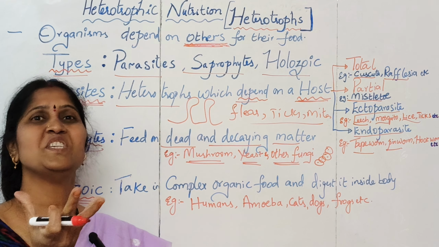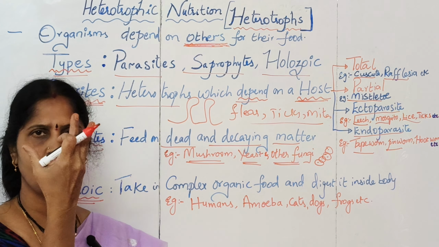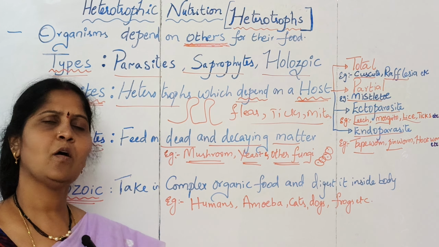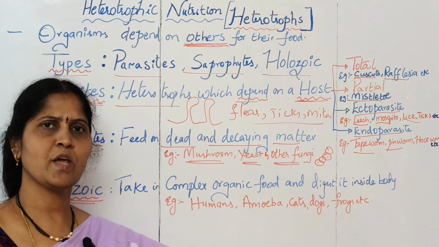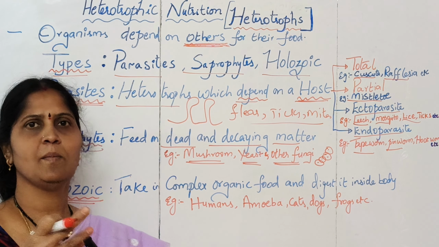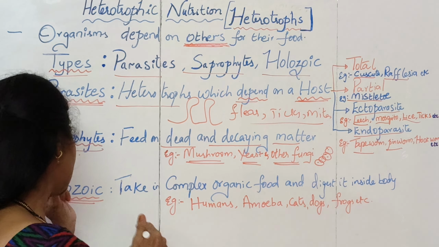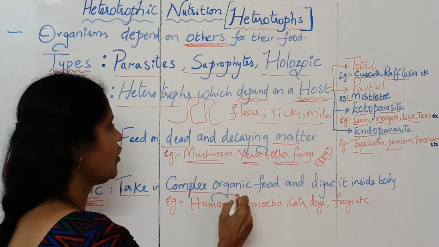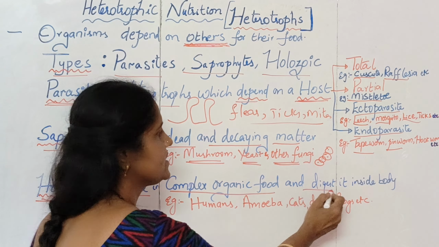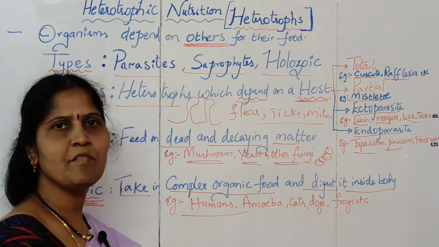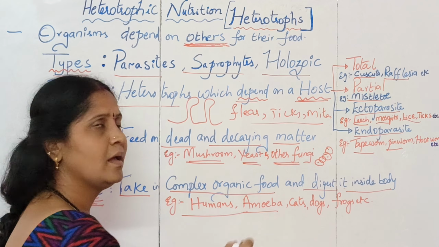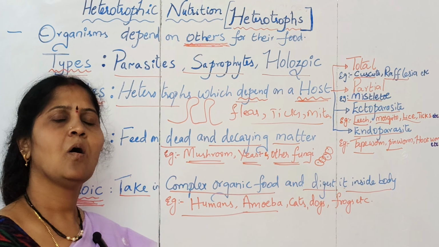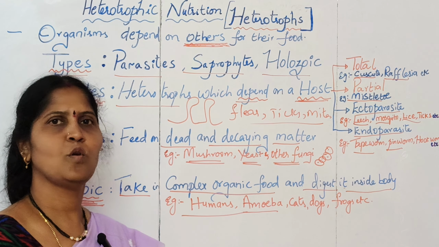The organisms which take in the food inside their body. We take in complex organic materials inside our body, and all that is digested inside the body of the organism, and the waste is excreted out. Such organisms are called holozoic organisms. They take in complex organic food materials and then digest them inside the body. All we humans, even amoeba, which can be seen only under the microscope, the cats, dogs, frogs, etc., all the animals are mostly of the holozoic type.